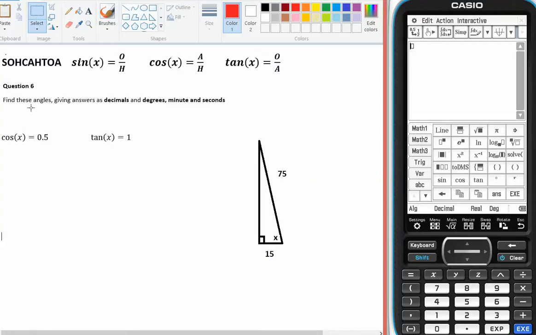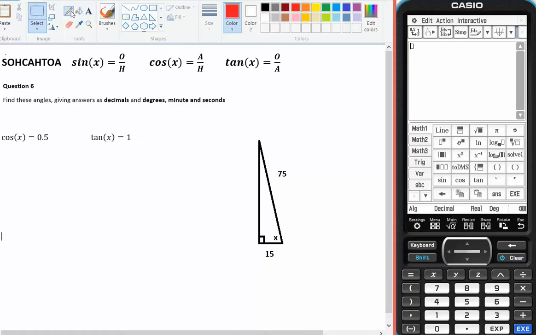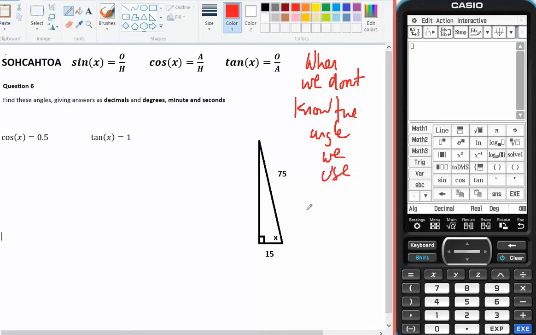Okay, question 6 is finding angles, and it's finding angles when you don't know what the angle is, but you know what the two sides are. And probably one thing I'd like to write to remind us is that when we don't know the angle, we use not sine, but the inverse or the backwards process to get back to the angle.